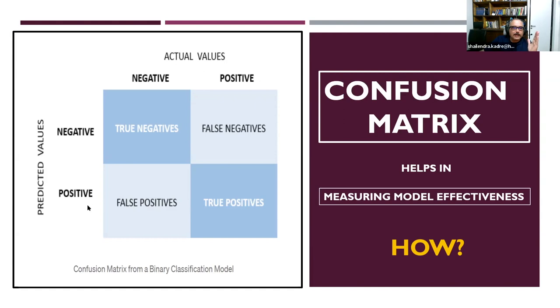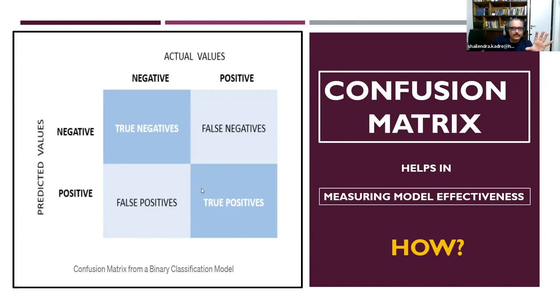And then another case: actually cancer was not there, but our model predicted cancer. So it is called false positive. Is it not confusing? It is confusing, so you have to make your own logic to remember it.